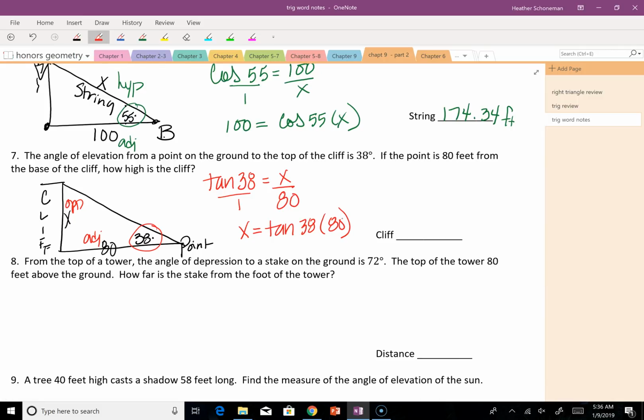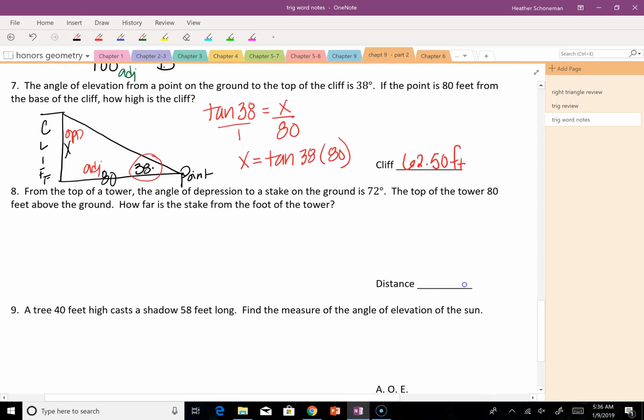So 80 times the tangent of 38 to the nearest hundredth, because it's a side length, would be 62.50 feet. And yes, you need the 0, because I'm going to count off this semester if you're not rounding correctly. I was generous last semester, but no more. You got to learn how to round.